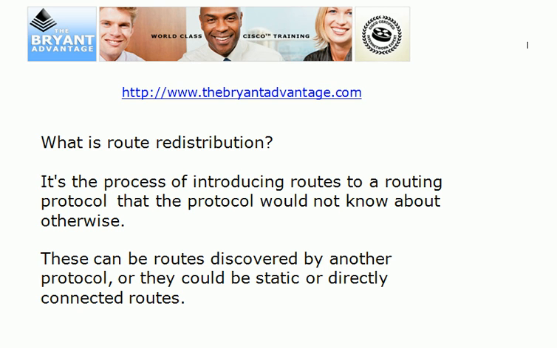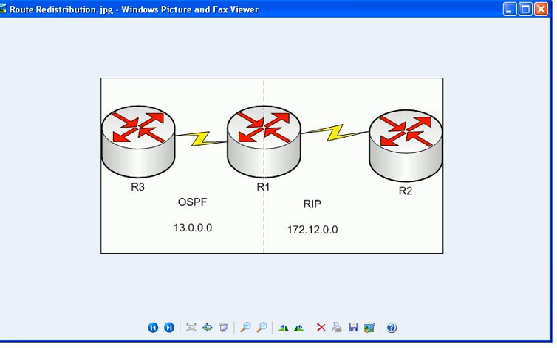Now these can be routes that are discovered by another protocol, or they could be static or directly connected routes. So it's important to keep that in mind for route redistribution. When we bring up the lab here in a moment, I'll show you the lab that we're going to be using in this particular video series.